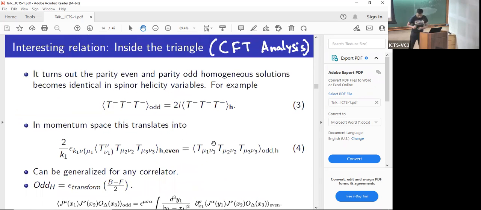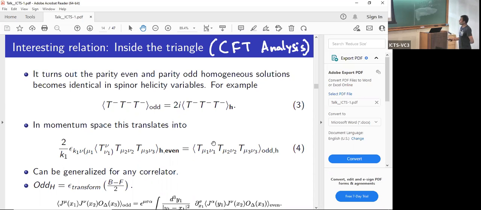Yeah, I'm still doing the CFT analysis, and let me be inside the triangle for the moment. And this will also explain why I'm interested in momentum space. What's the motivation for being interested in momentum space versus position space? In momentum space or in spinor-helicity variables, you immediately see that the parity odd homogeneous structure and the parity even homogeneous structures are not independent of each other.